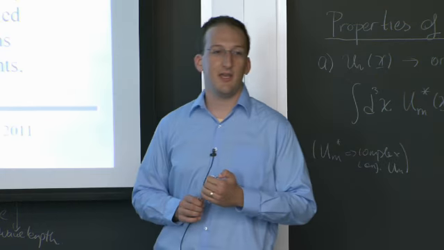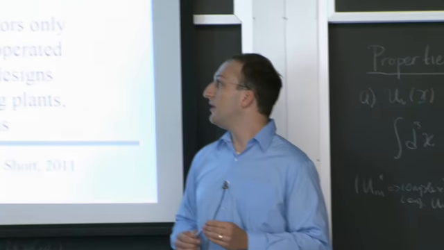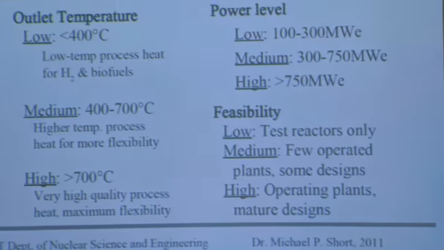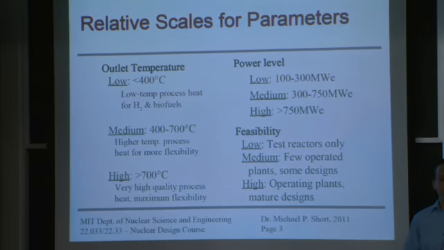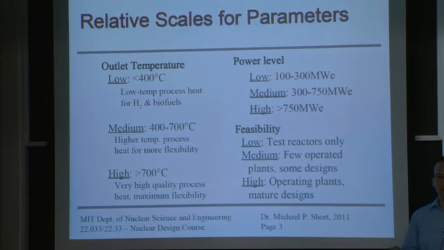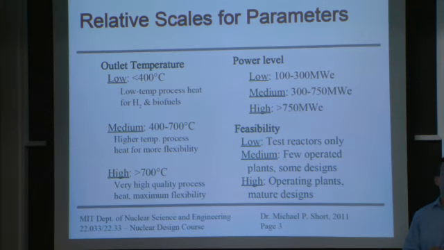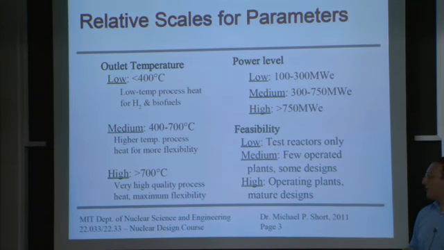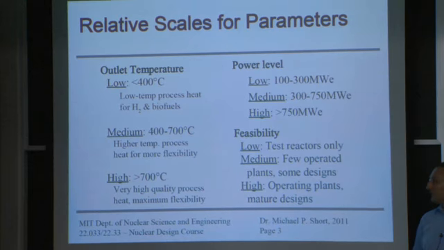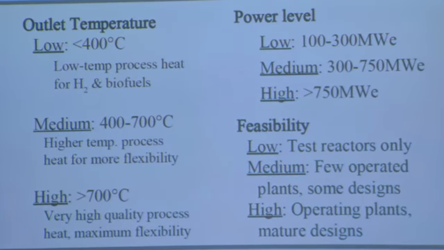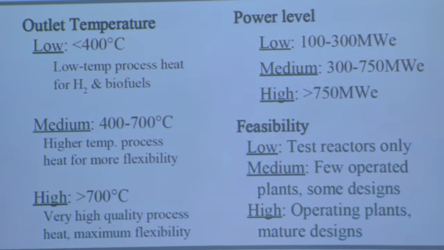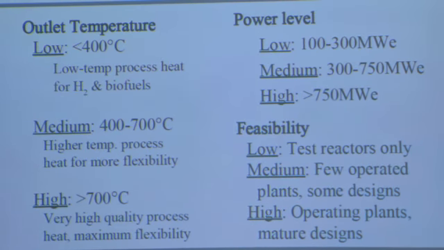Just some relative scales for the parameters I'll be going through. As far as outlet temperature, when I say low, I mean something below 400 C, since a lot of the light water reactors have outlet temperatures in the 320 range Celsius. So we would consider that low temperature process heat. A medium temperature reactor, there's some more materials concerns to think about. So we're talking here 400 to 700 C. The heat coming out can be a higher temperature, which allows you more flexibility in terms of what you want to do with it when it comes out of the reactor.